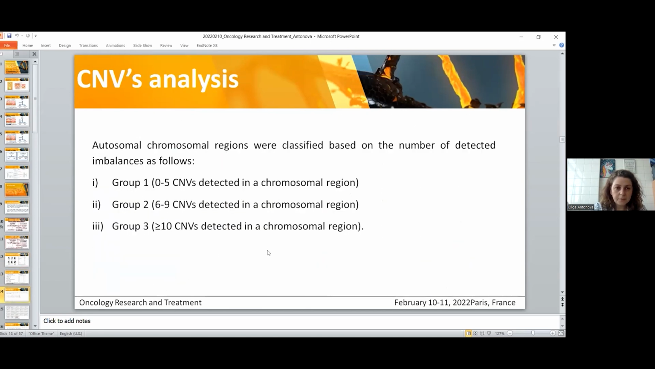Okay, according to the autosomal chromosomal regions, they were classified based on the number of detected imbalances as follows. Group 1 has 0 to 5 copy number variations detected, group 2 has 6 to 9, and group 3 has more than 10 CNVs detected. Further, we are going to report only the CNVs from group 3, the one with the most severe detection.